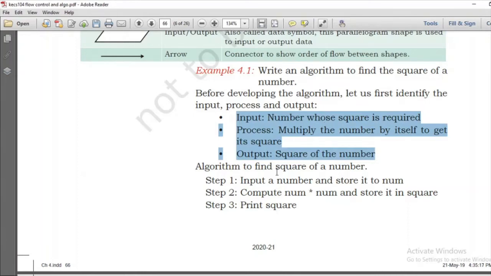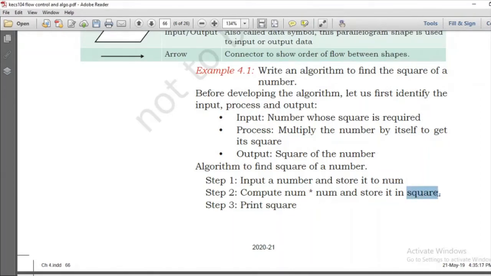So first is input, that is whose square is required. प्रोसेस क्या करना है, हमें मल्टीप्लाई करना है उसको अपने आप से. अगर मैंने 2 दिया तो 2 को 2 से मल्टीप्लाई करना है. And output should be square of the number, उसका स्क्वायर होना चाहिए. So these are the steps. Step 1 क्या है, input a number and store it into num. आपने एक num ऐसा एक वेरिएबल ले लिया, उसमें उस वेरिएबल को स्टोर कर दिया. जैसे मैंने सपोज दिया 4, तो उसको मैंने num के अंदर स्टोर कर दिया 4 को. Then step 2, compute num into num, that is 4 into 4 and store it in square. तो मेरा दूसरा वेरिएबल मैंने लिया square और उसके अंदर उसको स्टोर कर दिया. 16 को किस में स्टोर कर दिया, square में.